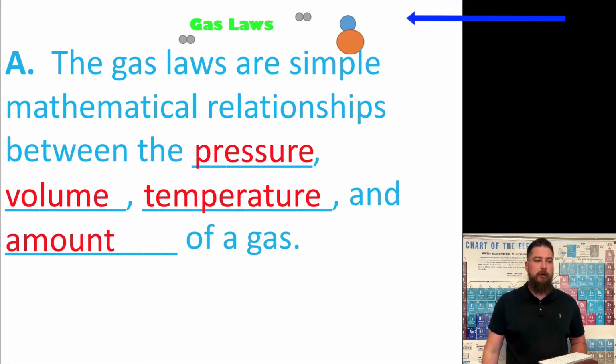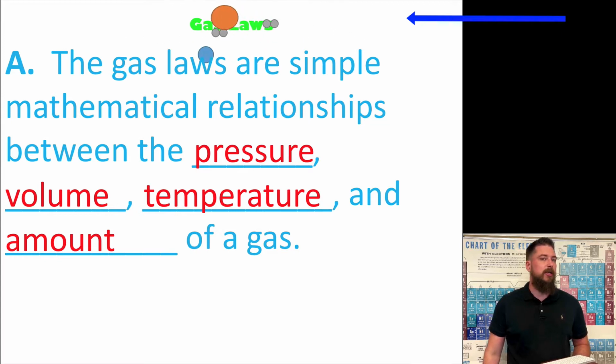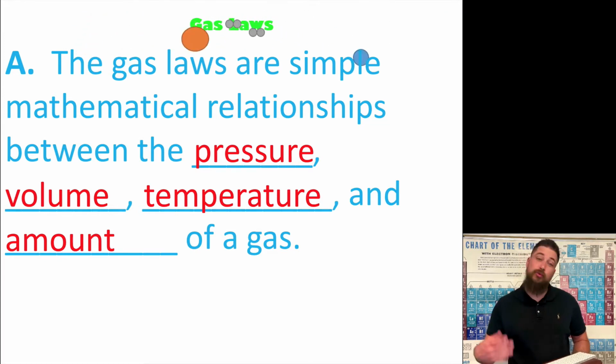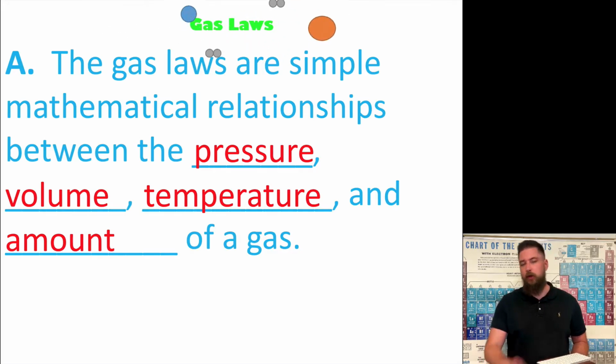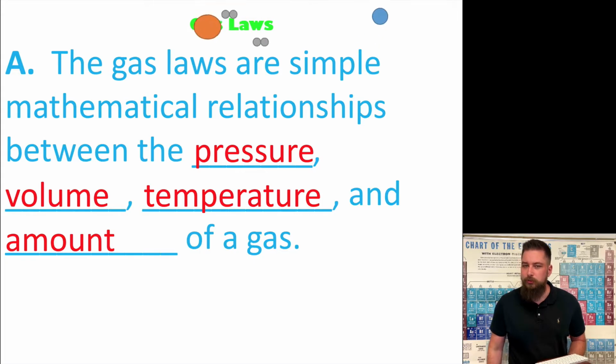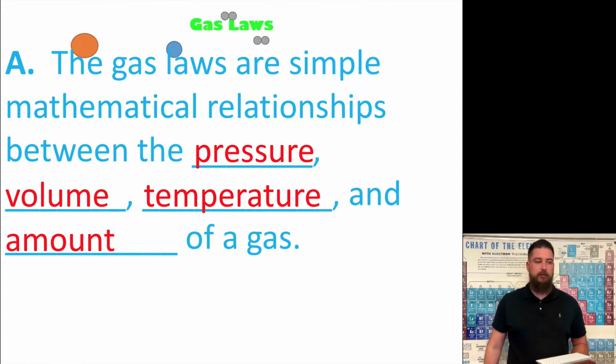Notice how the gray ones are moving the fastest. Notice how the orange one is moving the slowest. And so what I'm going to ask you is which one has the greatest temperature? Out of all three of those, between the gray, blue, and the orange, which one has the greatest temperature?